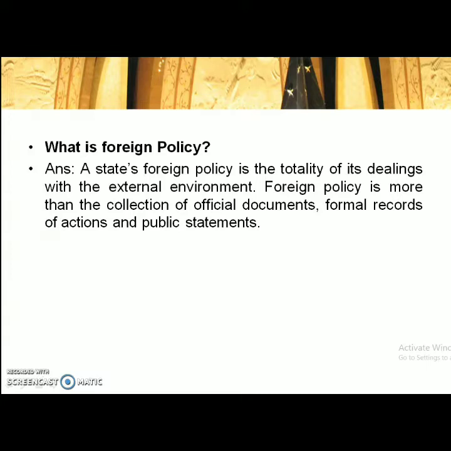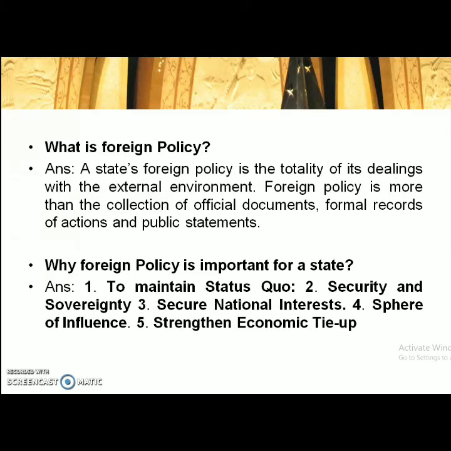Now, let us answer this question. Why is foreign policy important for a state? As I have said already, no country can remain self-sufficient and can remain in an international isolation. Hence, each of the country has to depend on each other for the fulfillment of desired goals and responsibilities. To answer this question, we have to talk about five important S.